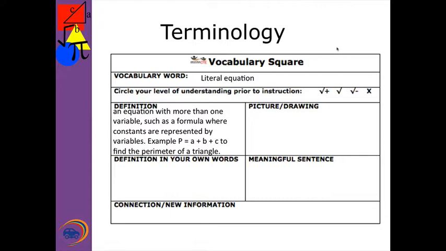So the definition is it's an equation with more than one variable, such as a formula where constants are represented by variables. An example is perimeter equals a plus b plus c, which you can use to find the perimeter of a triangle. Perimeter equals 2 lengths plus 2 widths. That would be for the perimeter of a rectangle.